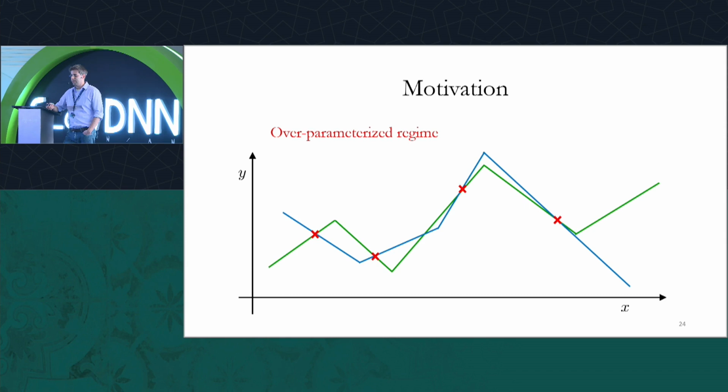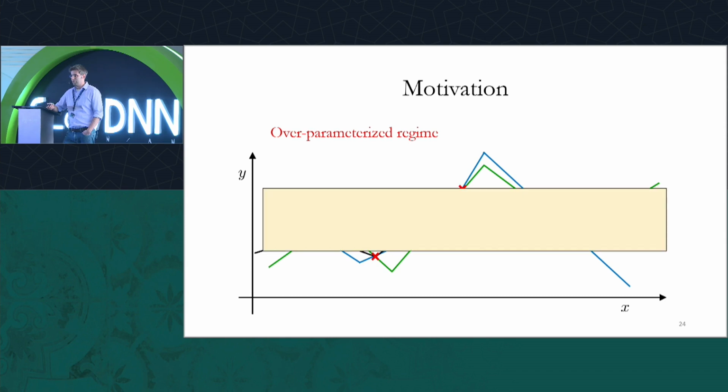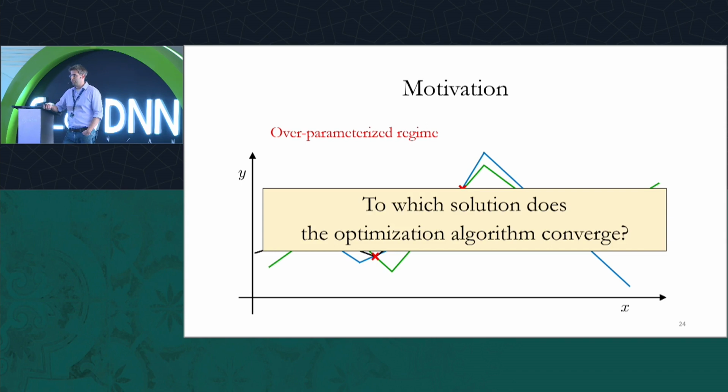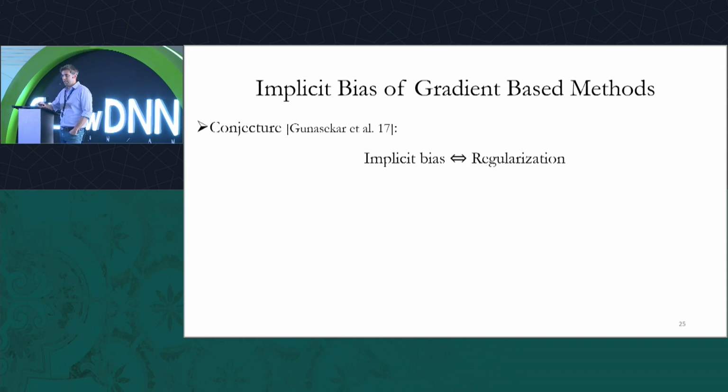However, there are many different solutions we can get. So the question is, which of those solutions do we converge to with our optimization algorithm? This is the algorithmic bias, implicit bias, an inductive bias of the algorithm.